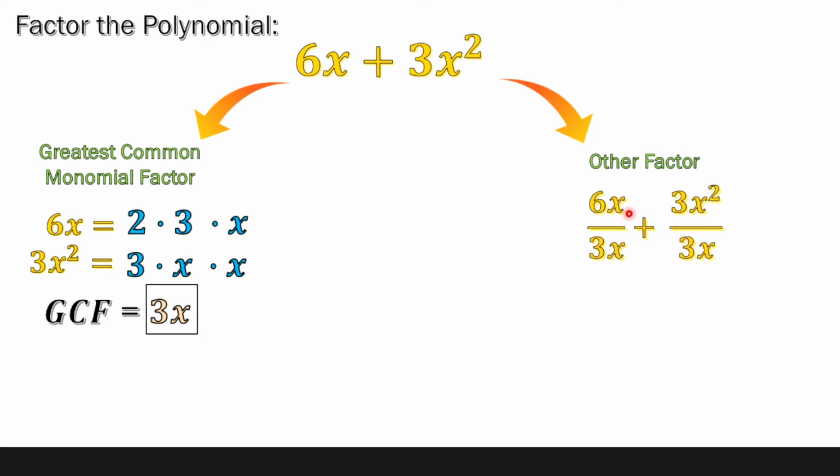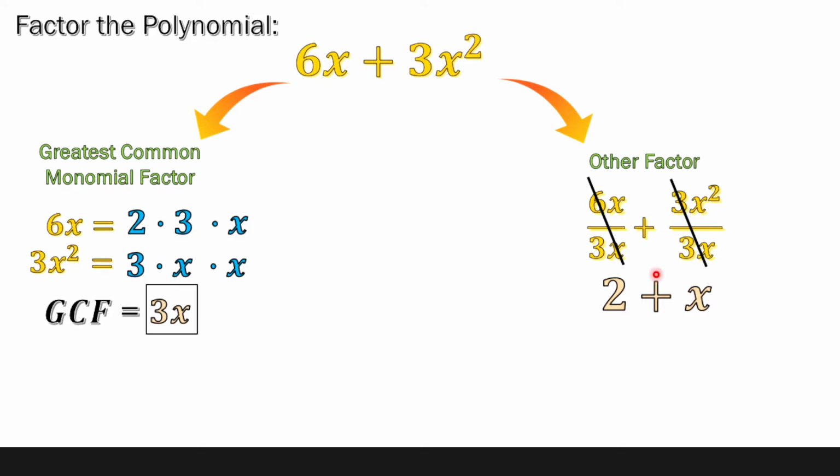So, madali lang naman to class. Napakaralan na to last year. So, 6x over 3x, that is 2. Diba? 6 over 3, 2. X divided by x is 1. 2 times 1, 2. Plus yan. 3x squared over 3x. So, 3 divided by 3, 1. X squared divided by x. Diba? Nagmaminus lang tayo pag ganyan. So, x na lang. So, 2x.